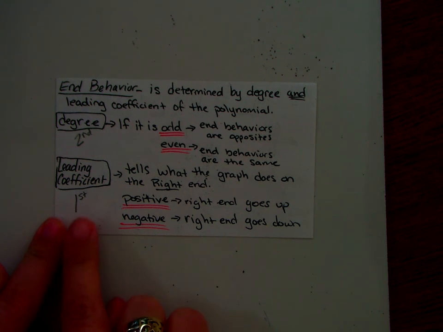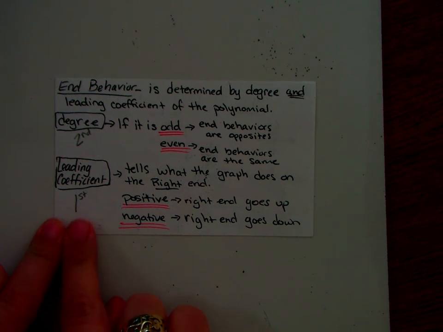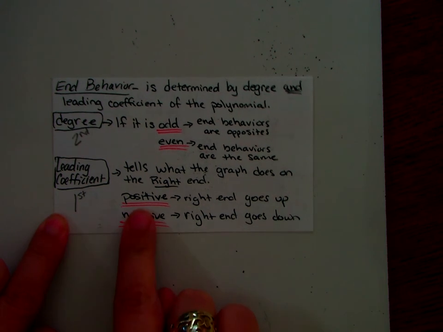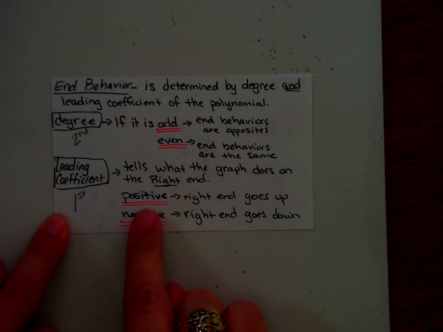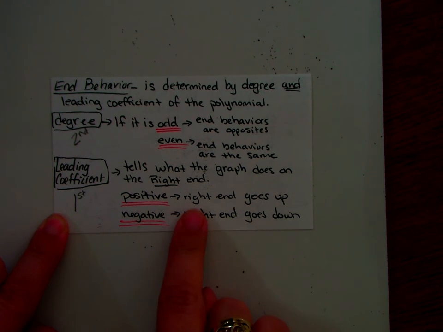So the first thing we should look at is the leading coefficient. So this is what tells us what the right end is doing, okay? So you have two ends. You have a left end and a right end. So if your leading coefficient is a positive number, the right goes up. If it's negative, the right goes down.